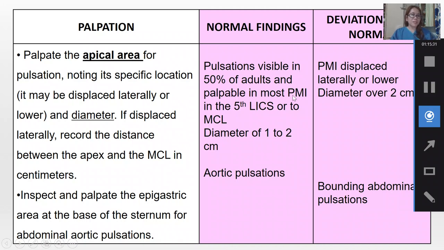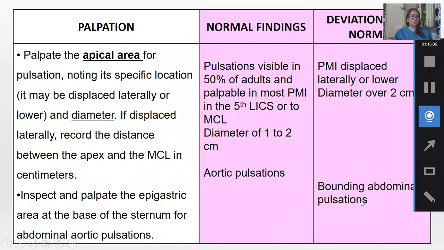So, pulsations visible in 50% of adults and palpable in most. Point of maximum impulse in the fifth left intercostal space at the midclavicular line. So, diameter of 1 to 2 cm. So, aortic pulsations. Yan. So, point of maximum impulse displaced laterally or lower, diameter over 2 cm is abnormal already. Or there is bounding abdominal pulsation.